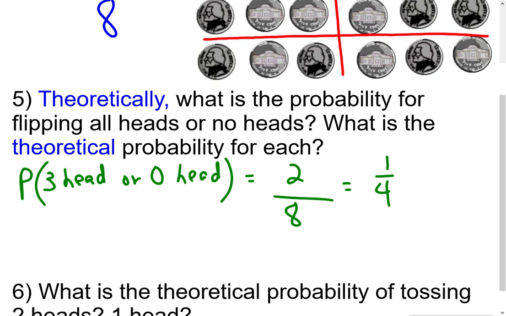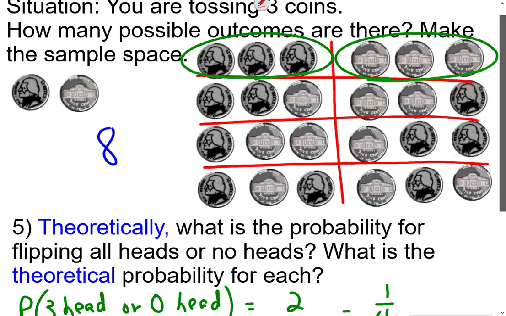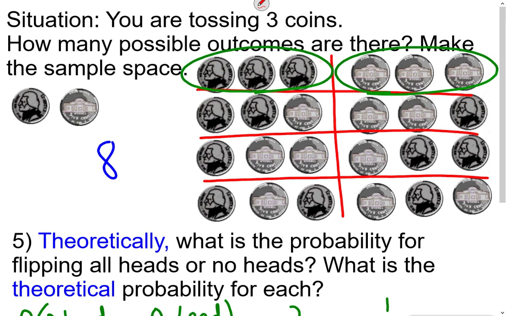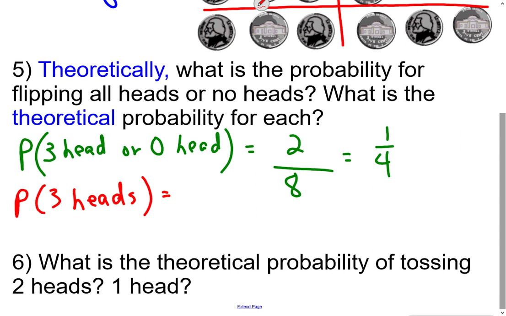Now, it also wanted us, what is the theoretical probability for each? So what's the theoretical probability of 3 heads? Suppose I could have put the S at the end. So then I come back up here and go, well, where did we have 3 heads? I had that right here. And that's the only place that it happened. So then that probability would be 1/8.